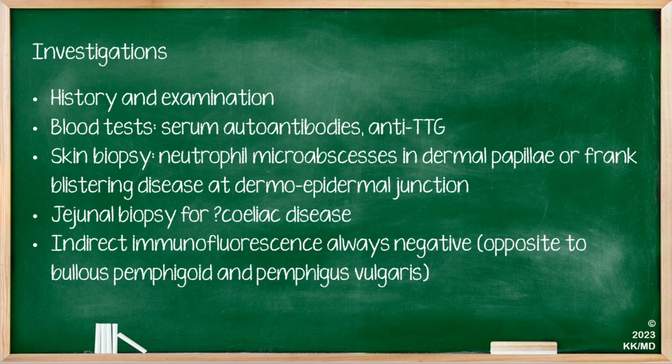On pathology of the skin biopsy, you will be observing neutrophil microabscesses in the dermal papillae or frank blistering disease at the dermo-epidermal junction. Sometimes, due to its link with celiac disease, it's also preferred to do a jejunal biopsy to confirm and look for the celiac disease associated with this condition. Importantly, indirect immunofluorescence in this condition is always negative, and that's quite opposite to other blistering diseases such as bullous pemphigoid and pemphigus vulgaris.